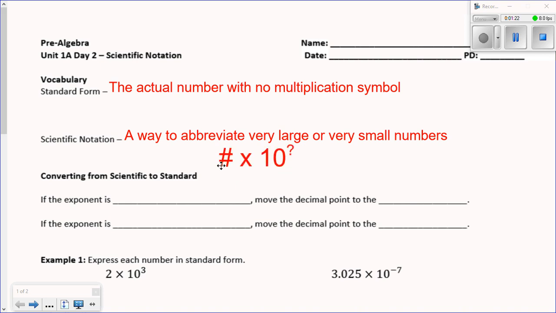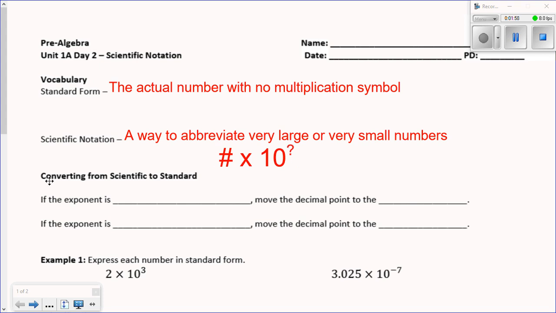This is what it's going to look like. Scientific notation always looks like some number times 10 to some kind of exponent. That's the abbreviation. And this number is always going to have only one number in front of the decimal point. It has to have one number in front of the decimal point. I could have a lot of numbers behind it, but it has to have one in front. And this exponent can be either positive or negative. But that exponent tells us a lot about changing it back to standard form, and even when it got changed into scientific notation.